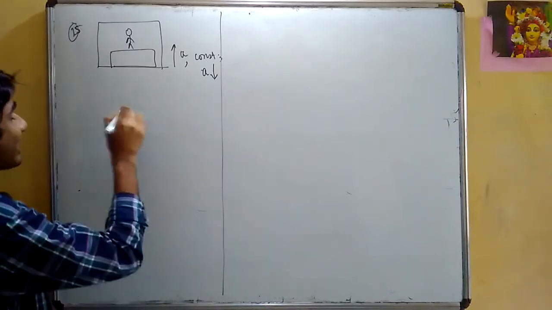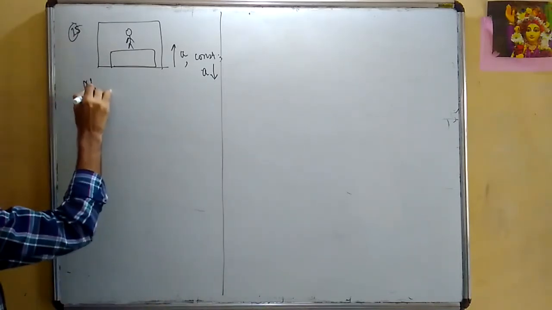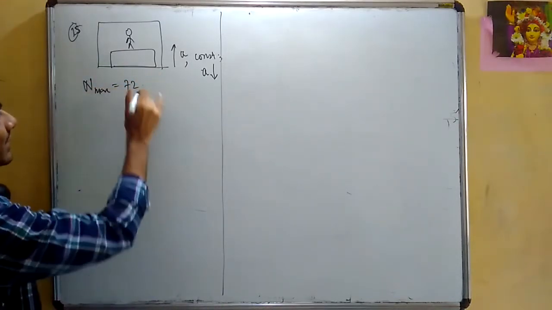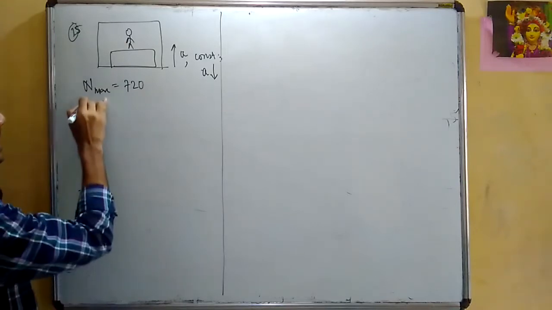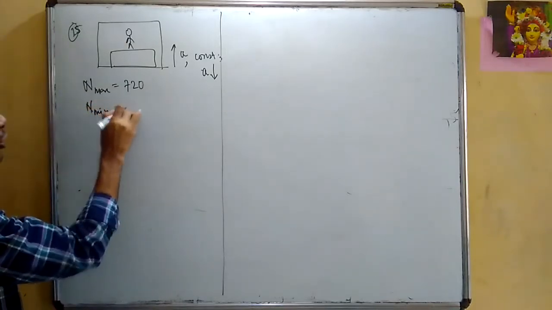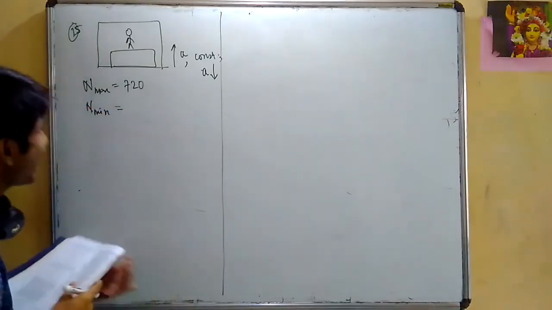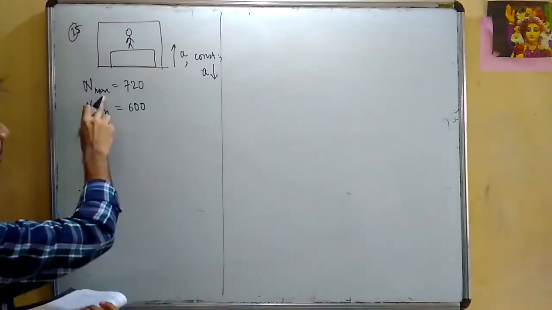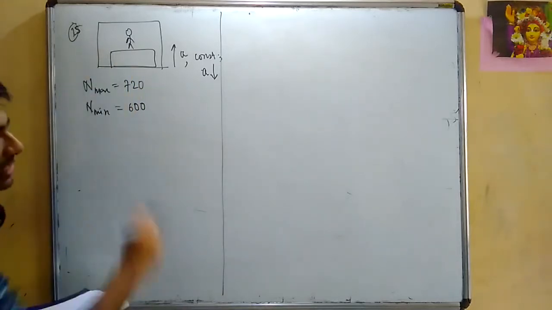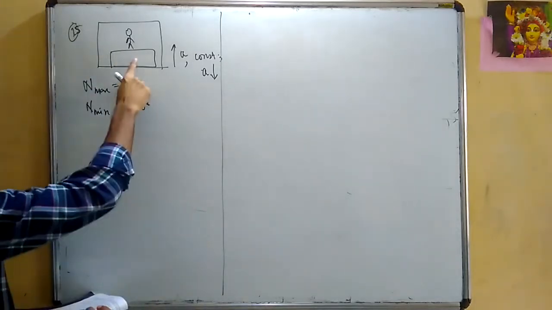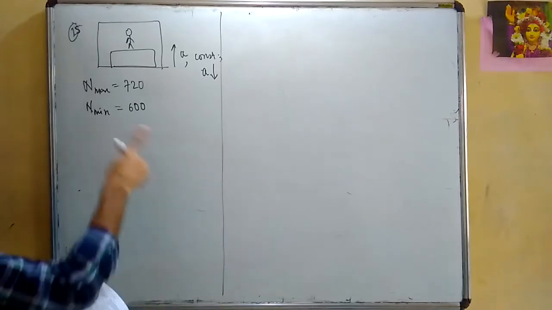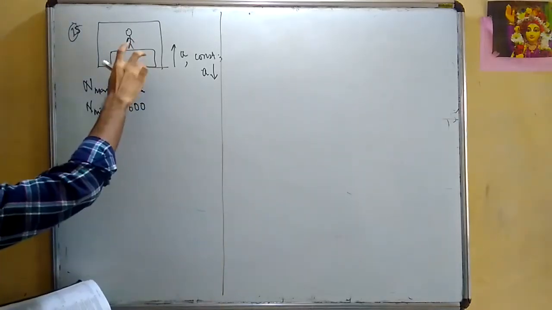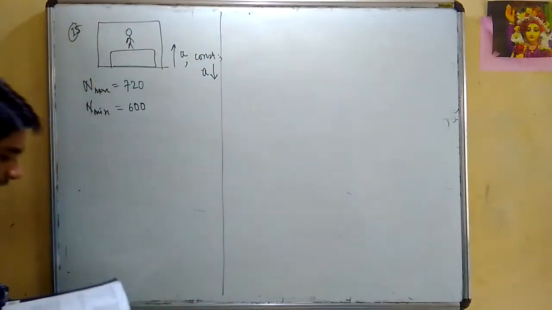kg. The maximum weight recorded means maximum normal is 72 kg, means 720 newtons, and minimum weight recorded is how much? 60 kg, means minimum normal is 600 newtons. This is the maximum normal which is recorded, and the minimum normal which is recorded, because I just explained to you the readings will not give you the weight of the person. It will give you the normal which the person is exerting on the weighing machine, or what the weighing machine will exert on the man. By action-reaction pair we understand that.